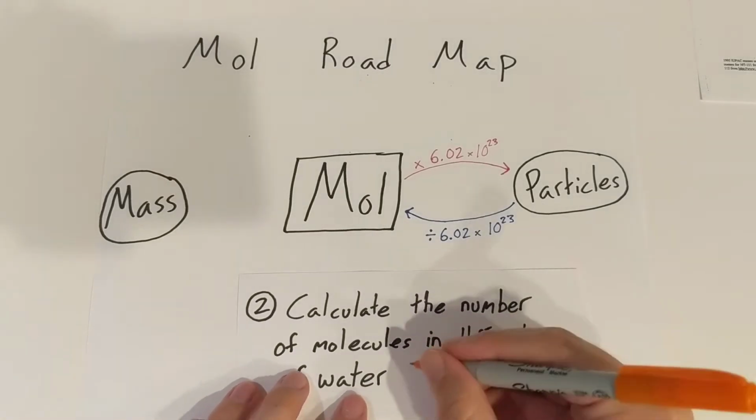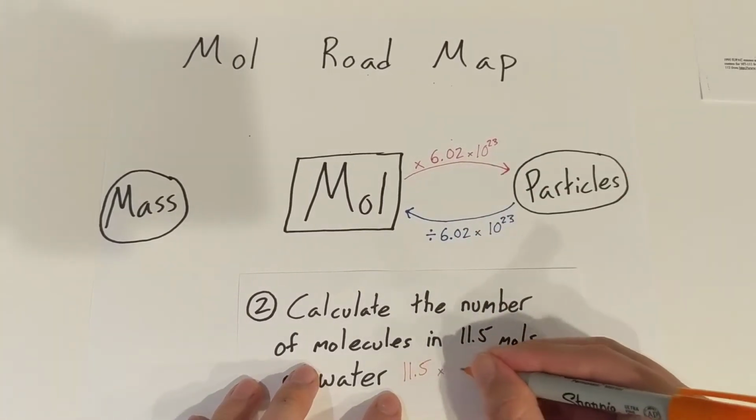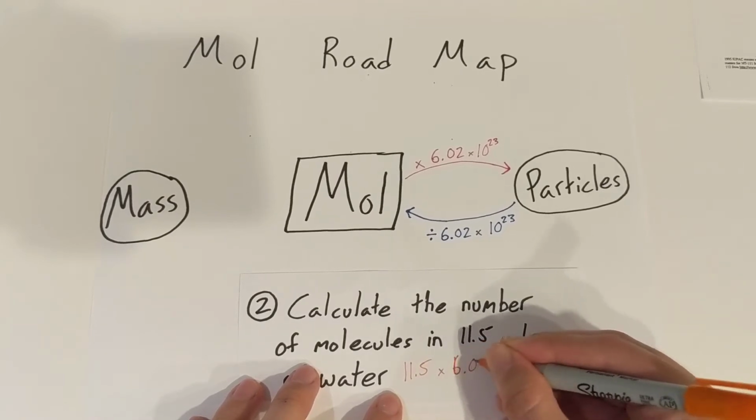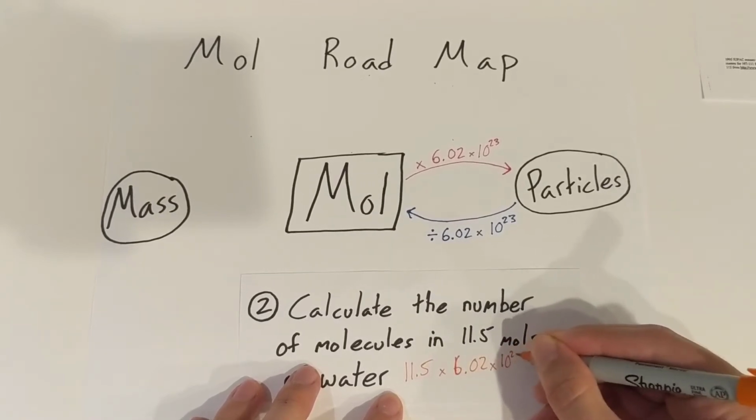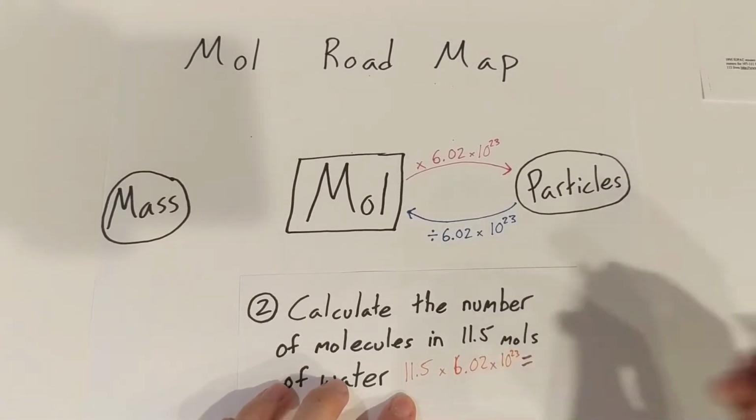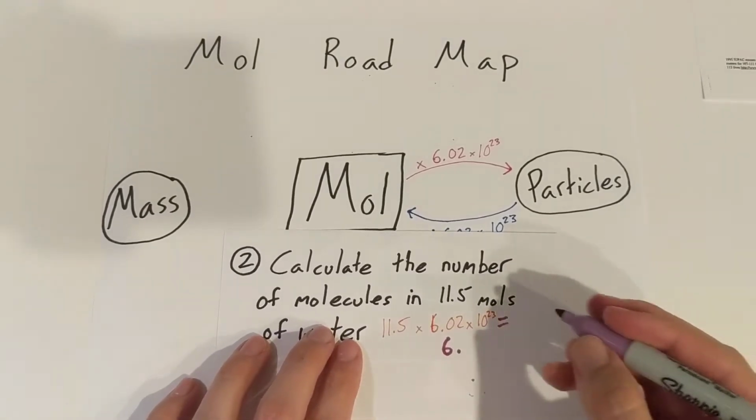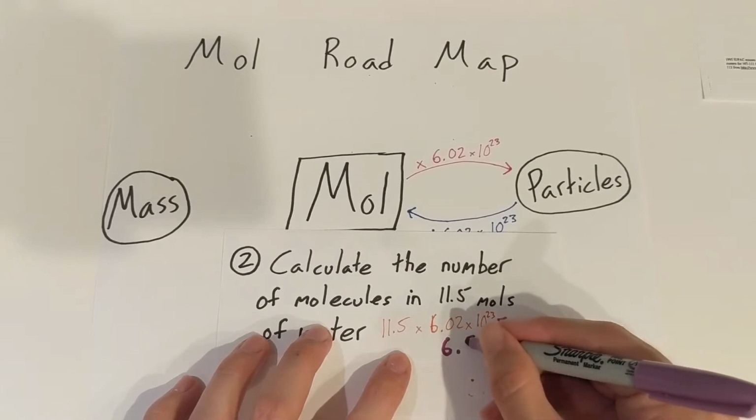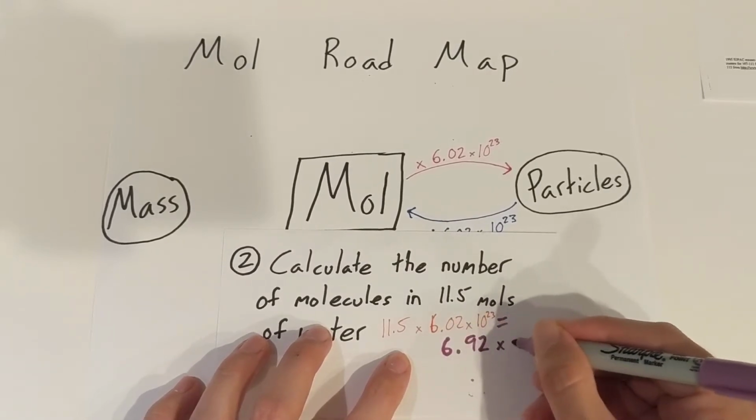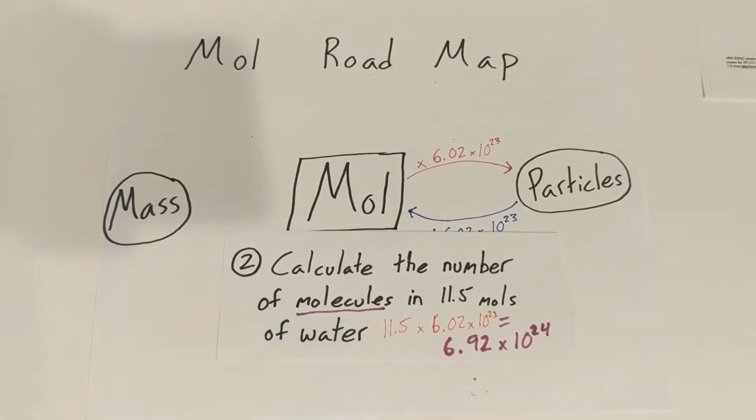So we start with our 11.5. We just multiply now by 6.02 times 10 to the 23rd. And the answer we get should be, let me make sure this is on the screen here, about 6.92 times 10 to the 24 molecules. So that's one example.